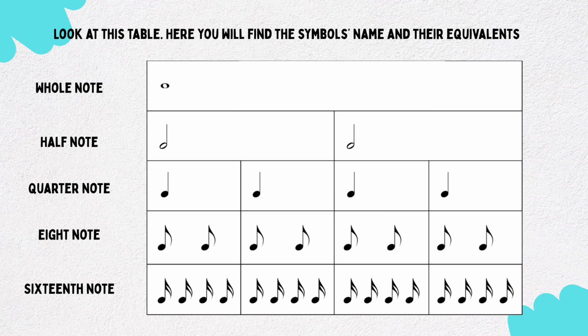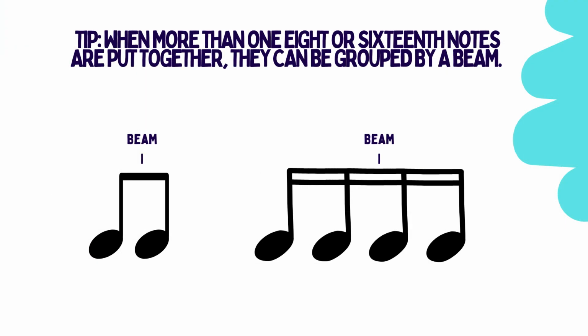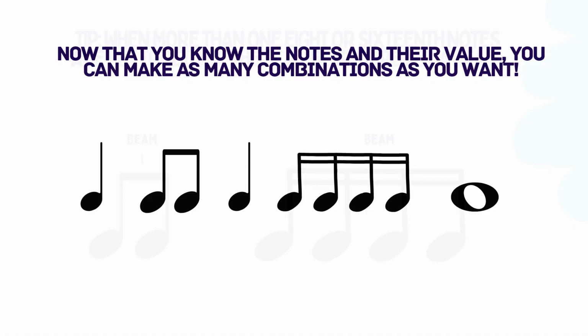Now that was a lot of information to take in. So take a look at this table. You will find the symbol's name and their equivalents. Here's a fun tip. When more than one 8th or 16th notes are put together, they can be grouped by a beam. Now that you know the notes and their value, you can make as many combinations as you want.